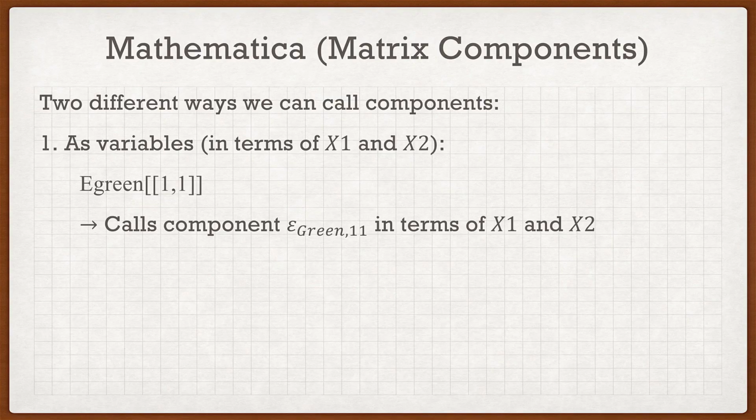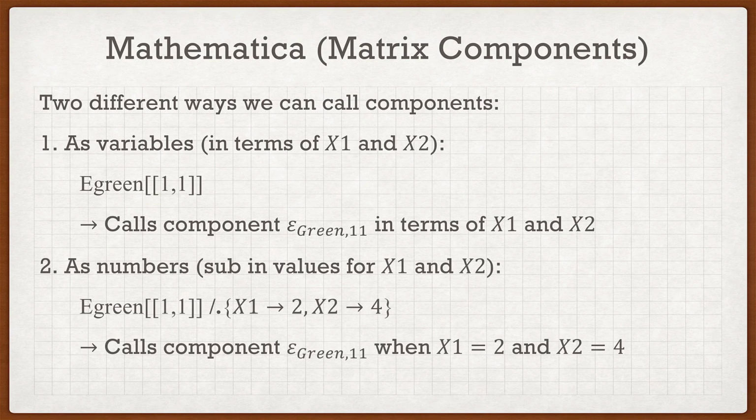So if I were to go E green, double square brackets 1, 1, it'll call my green strain matrix entry 1, 1 in terms of x1 and x2. For instance, it'll say the entry is x1 squared plus x2 cubed, whatever. Which is great because some of the questions want it exactly that, in terms of x1 and x2. But we can also call it just as a single number. So we can sub in values of x1 and x2.